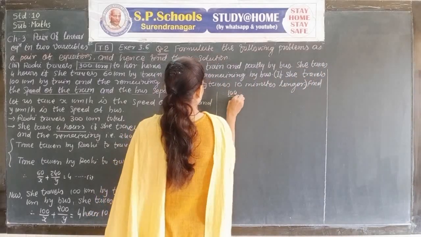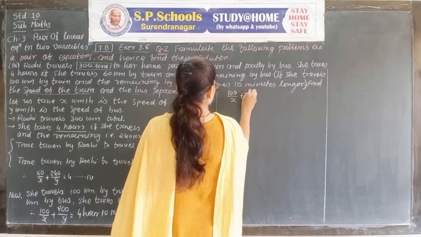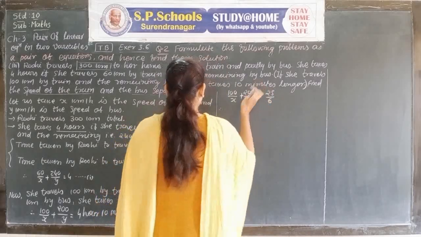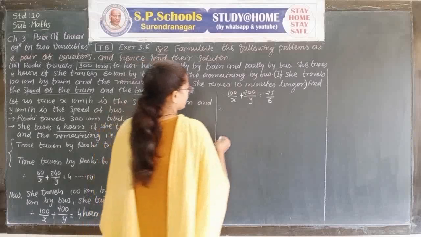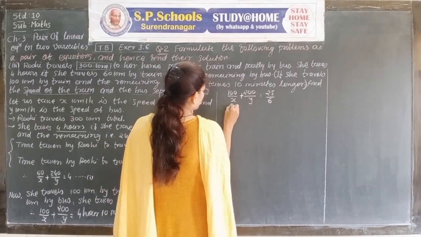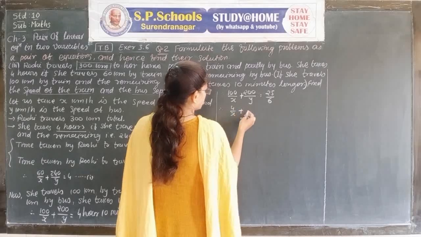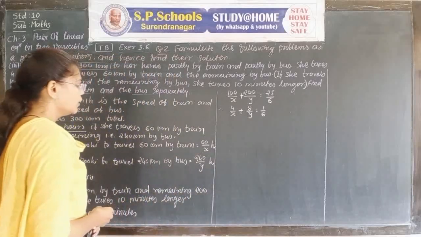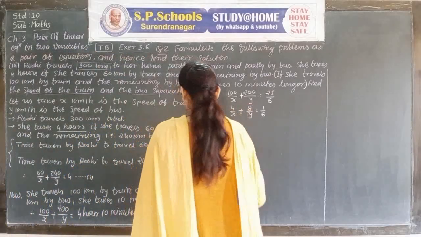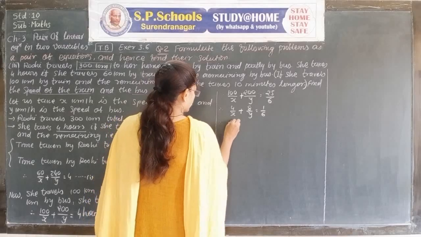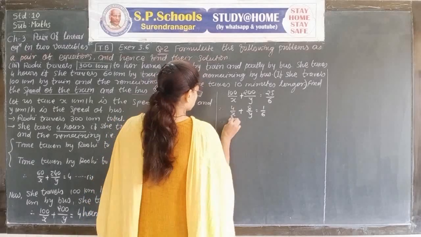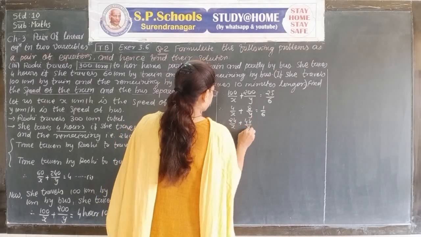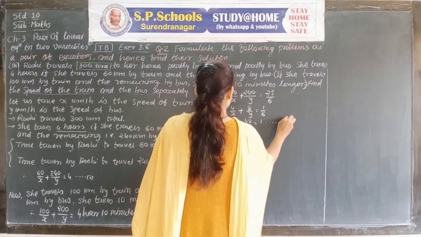Therefore, 100 upon x plus 200 upon y is equal to 25 upon 6. First of all, we take 25 as a common factor. 4 upon x plus 8 upon y is equal to 1 upon 6. Now we multiply 6 with 4 and 8: 24 upon x plus 48 upon y is equal to 1, which is our second equation.